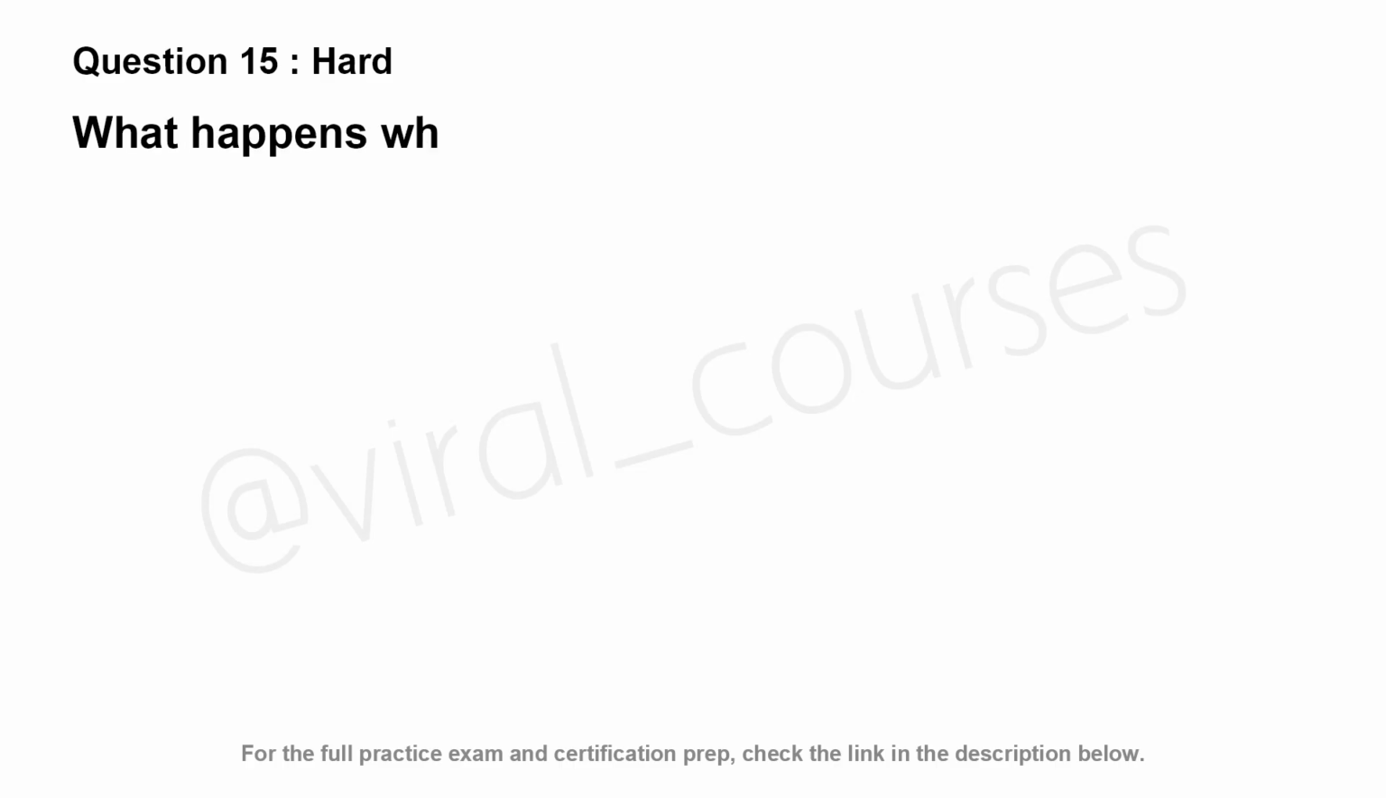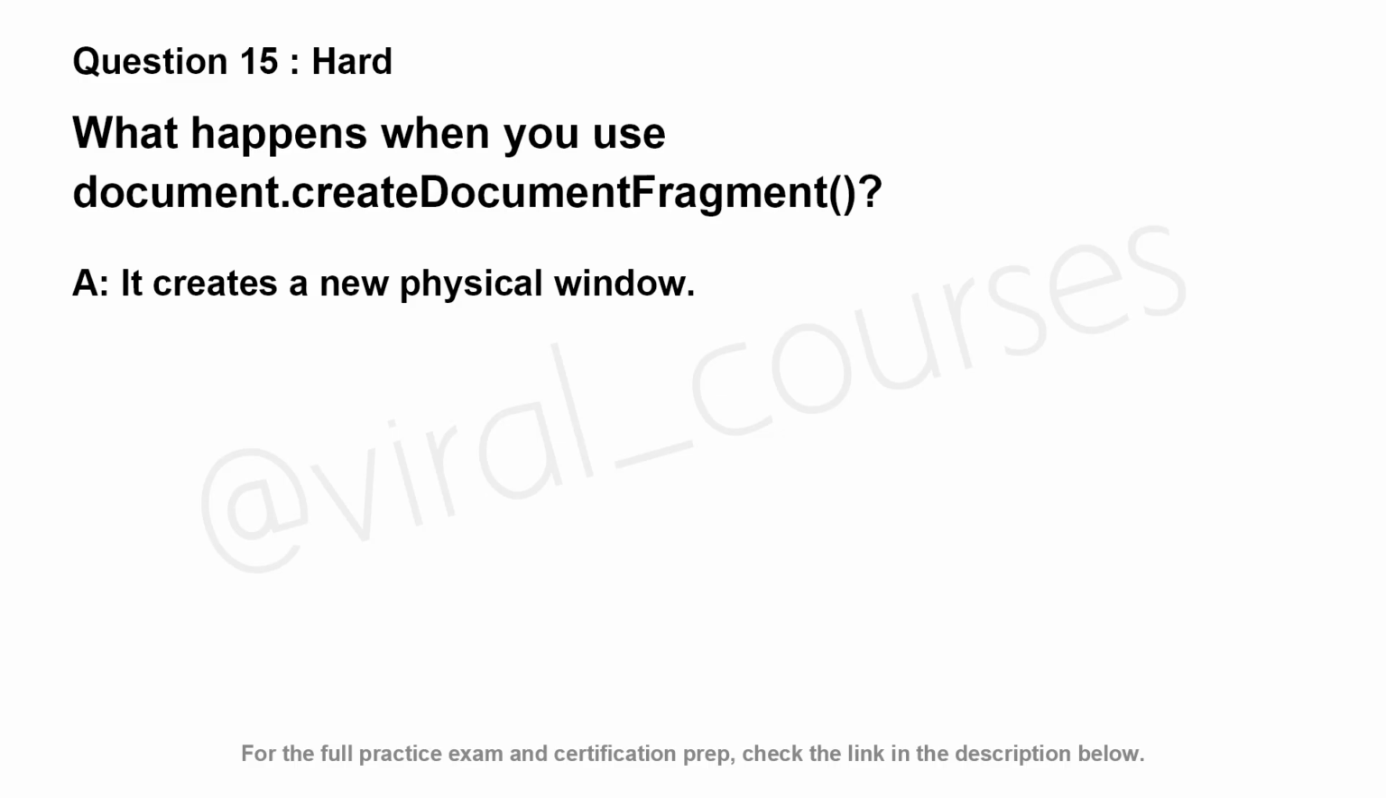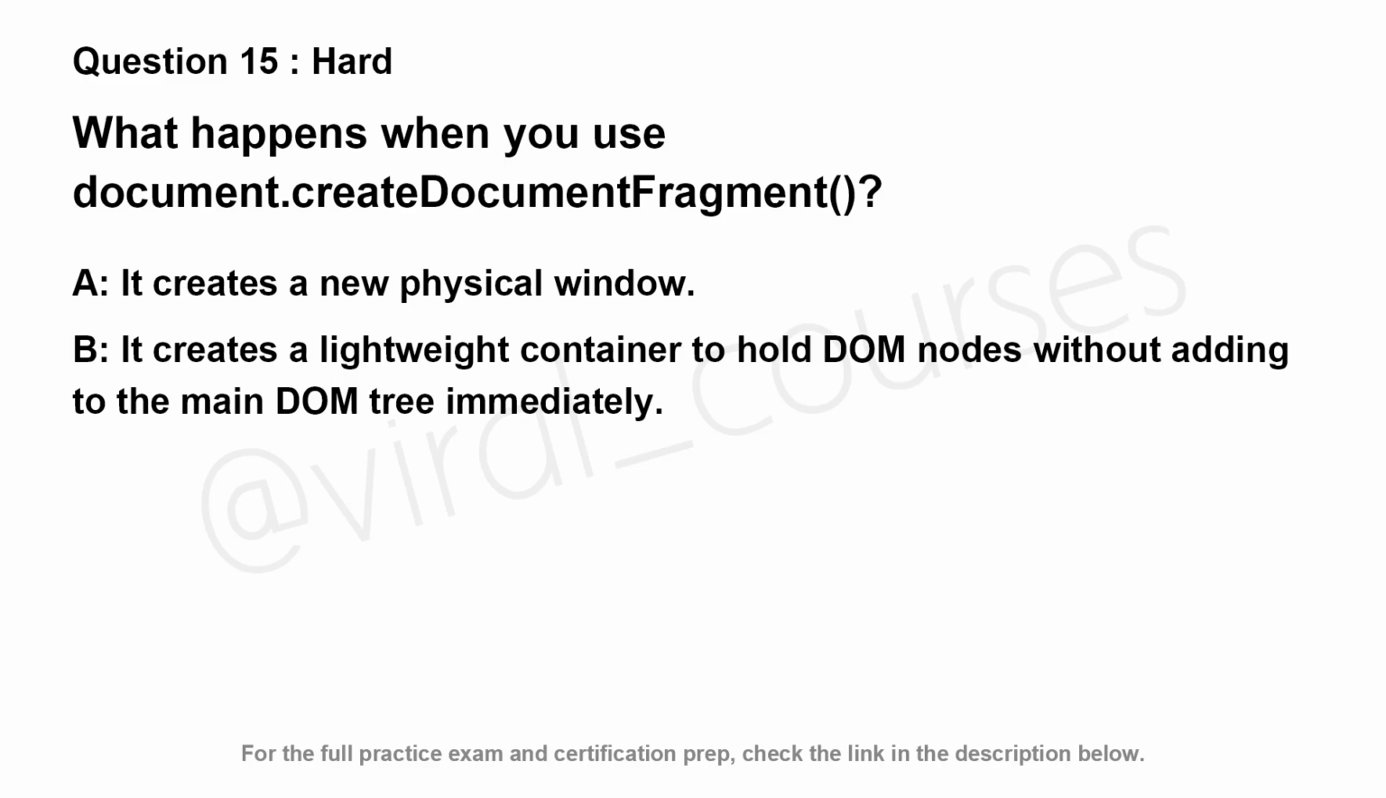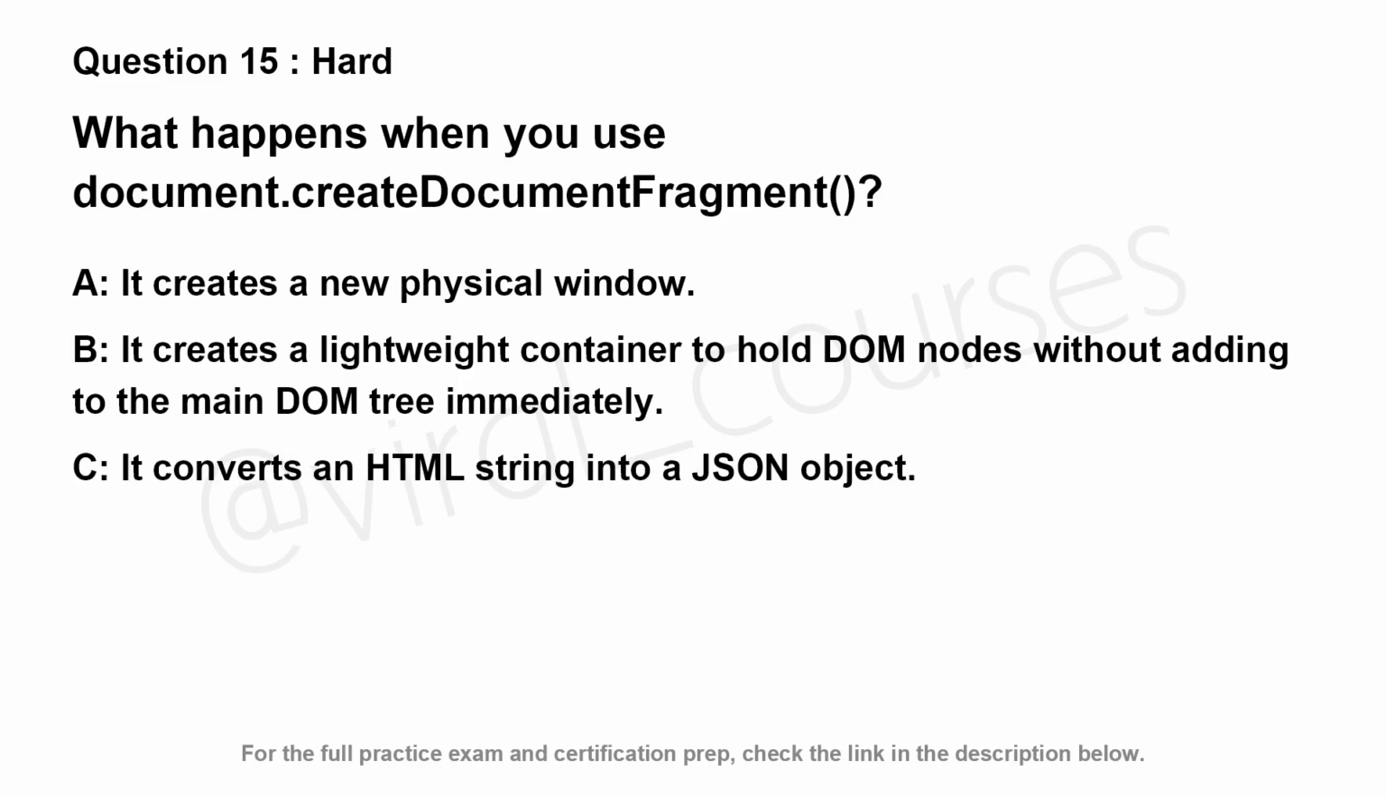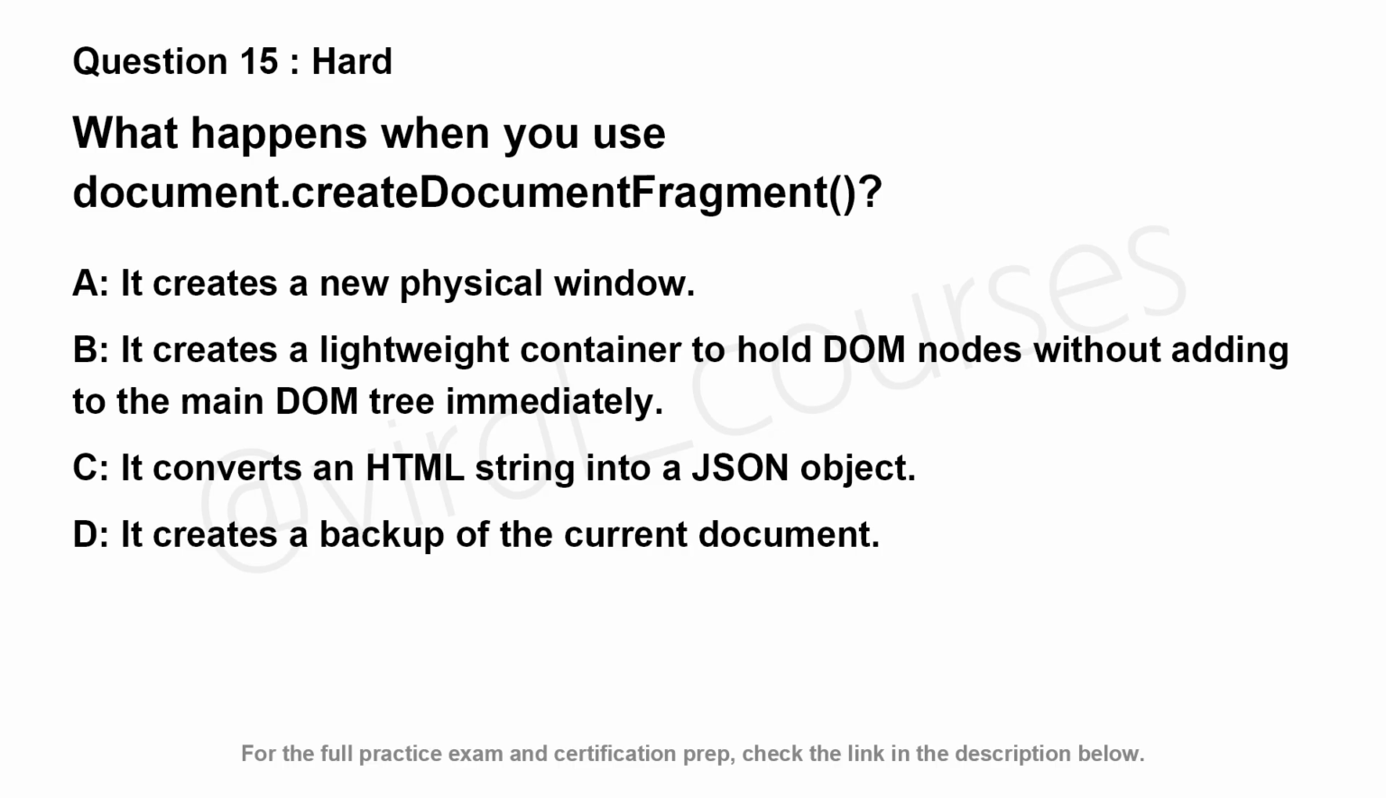What happens when you use document.createDocumentFragment? Option A, it creates a new physical window. Option B, it creates a lightweight container to hold DOM nodes without adding to the main DOM tree immediately. Option C, it converts an HTML string into a JSON object. Option D, it creates a backup of the current document.